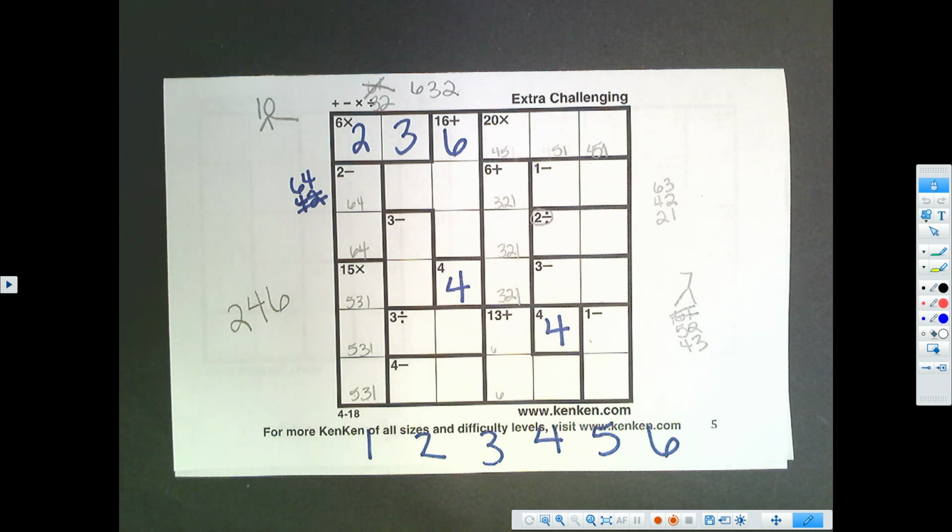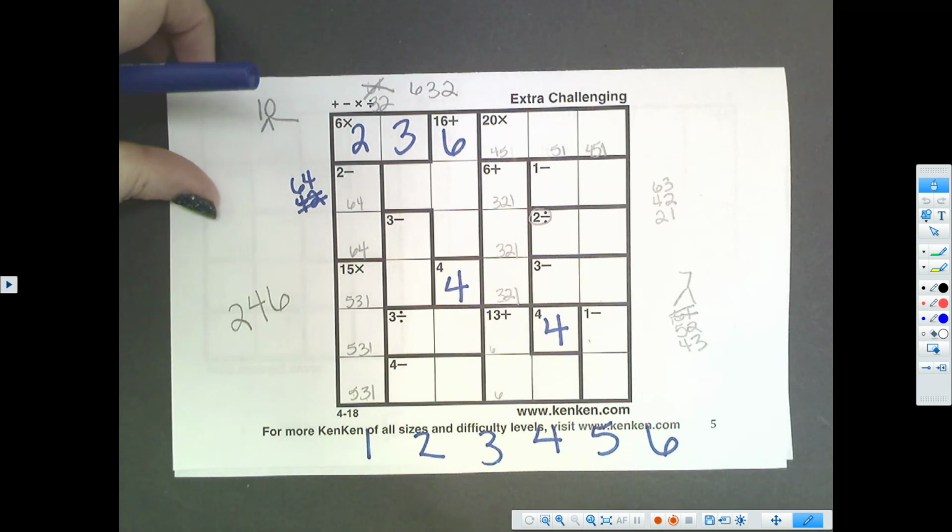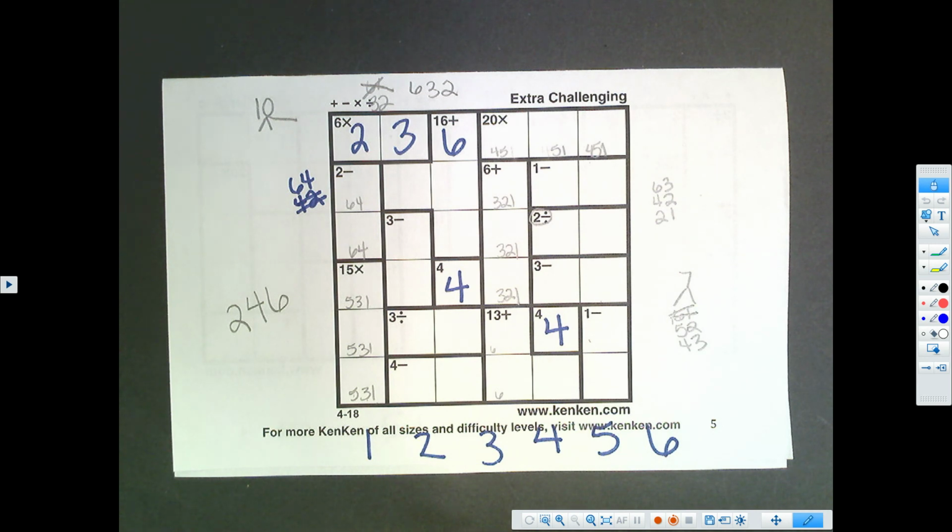So that's a strategy for how to do a 6x6. If you want to work on them, they're attached to the warm-ups every week, so you can practice your own 6x6s. This gives you a hint at how to start your own 6x6s and go for those extra challenging problems.